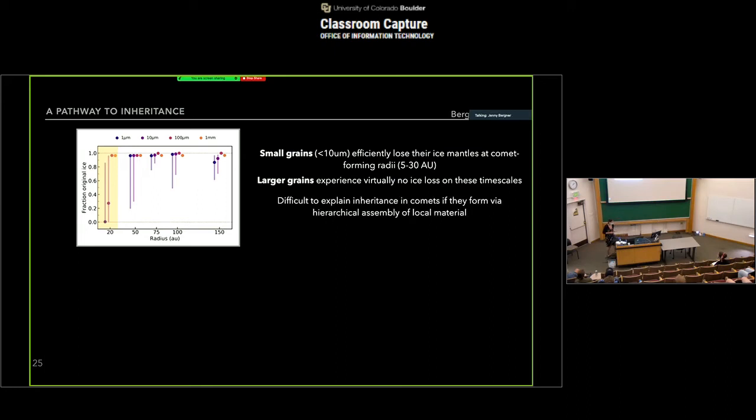So the takeaway here is that it's actually very difficult to explain interstellar signatures in comets if comets form through the hierarchical assembly of local material. You can't very easily start with these small particle sizes and preserve the interstellar material.